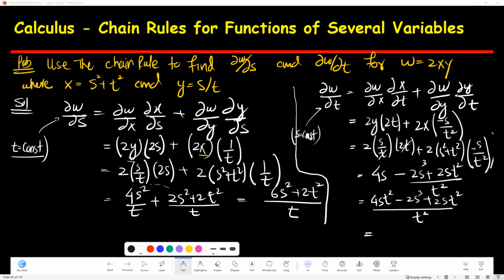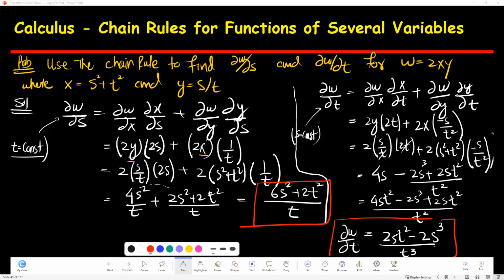I can simplify a little bit further. This is 2st squared, so 4 minus 2 is going to be 2st squared minus 2s cubed, divided by t cubed. And this is my dw over dt. I don't think I can go further than this. This is pretty much my answer. Let's take a look at another problem.